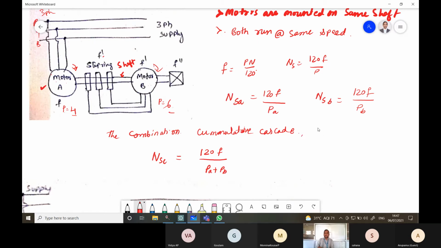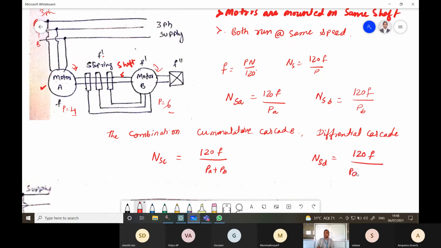Similarly, differential cascade. Differential cascade is represented by NSD, where D represents differential cascade. In that case, it is 120 f divided by PA minus PB, the number of poles in A and B. So that is minus. PA is the number of poles of motor A, and PB is the number of poles of motor B.